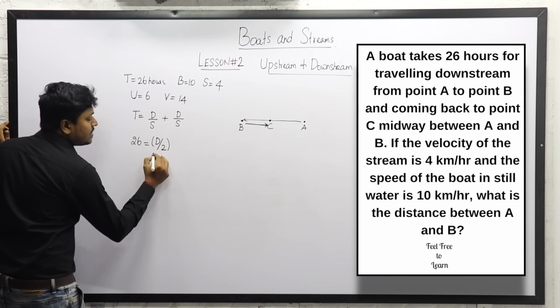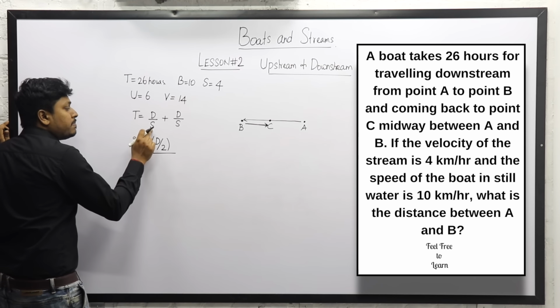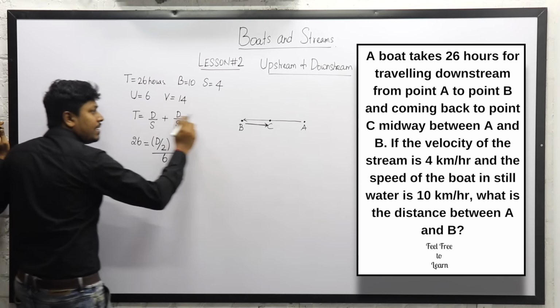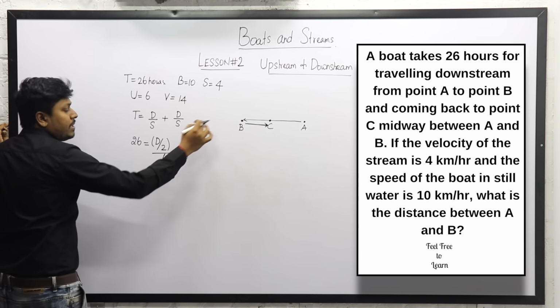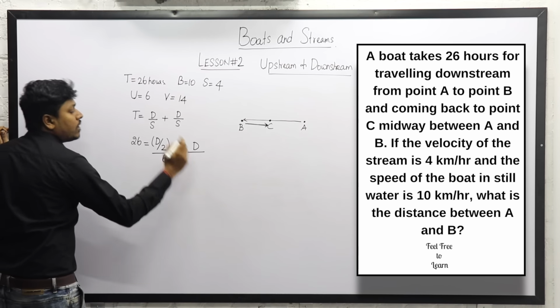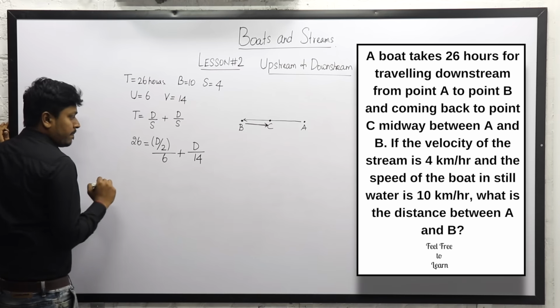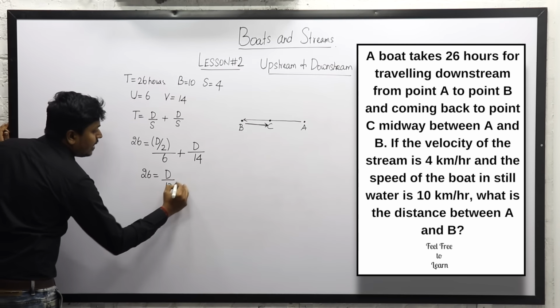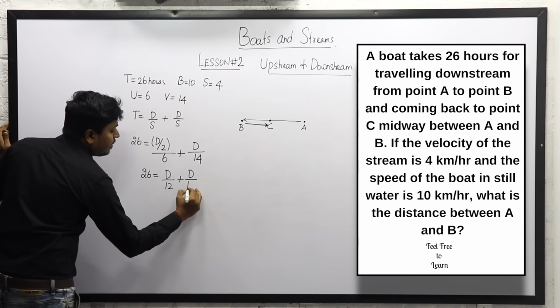Friends, got it? So distance only half the distance and speed of upstream will be 6, plus downstream. It is coming the total distance A to B. So here downstream only capital D divided by speed of downstream, which is 14 here. So 26 is equal to D divided by 12 plus D divided by 14.